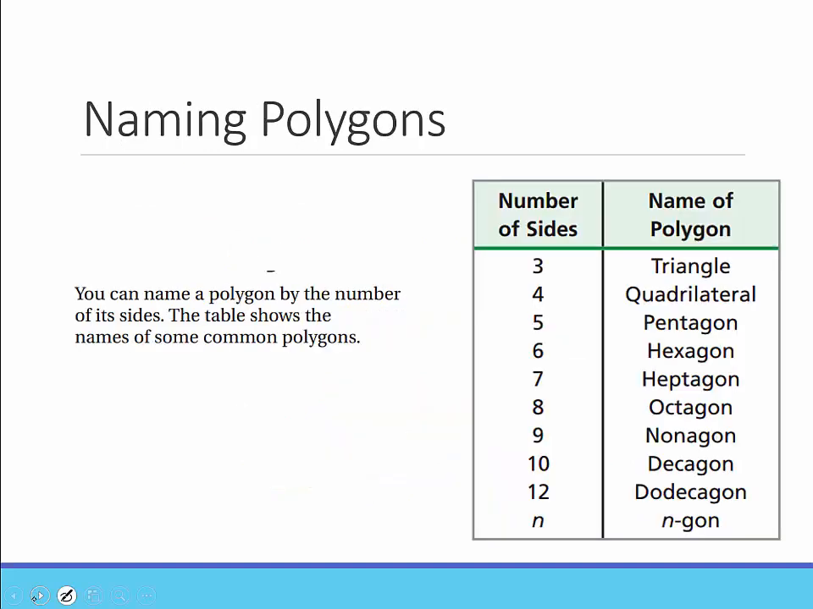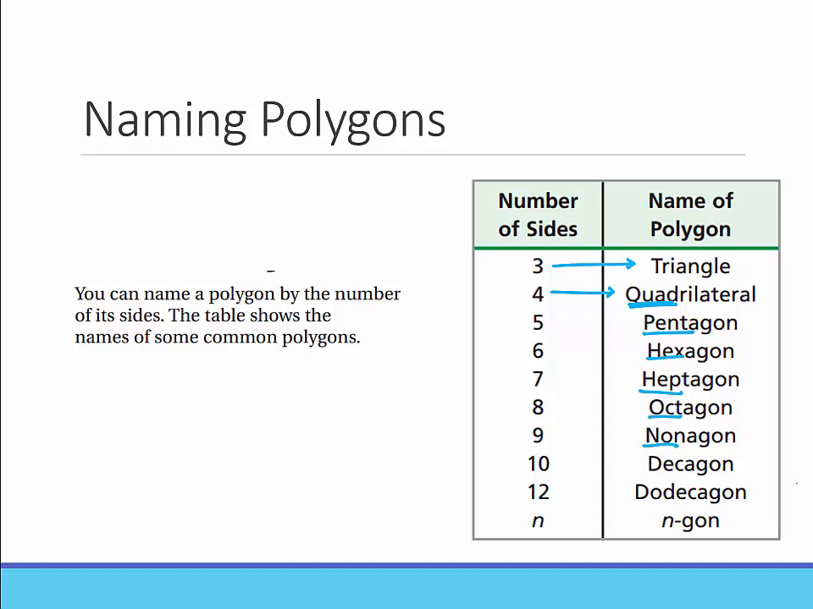So naming polygons, some of these you guys are very familiar with, other ones probably not so much. But you can name a polygon by the number of its sides. So hopefully we all know about triangles. Quadrilaterals, quad means 4. So that includes squares, parallelograms, rectangles, all that stuff that we're familiar with. Pentagon is 5. Hexagon is 6. Heptagon is 7. Octagon, think like octopus has 8 legs.